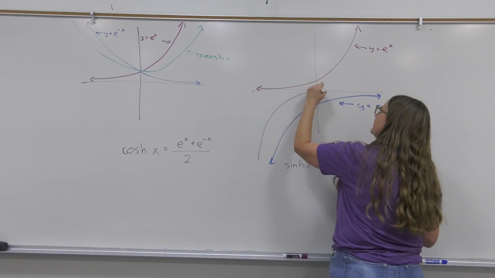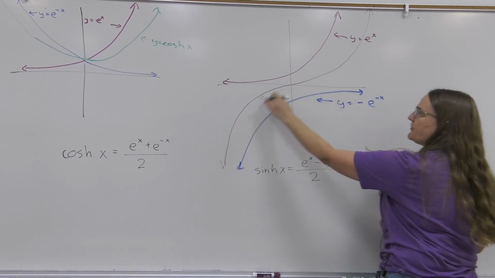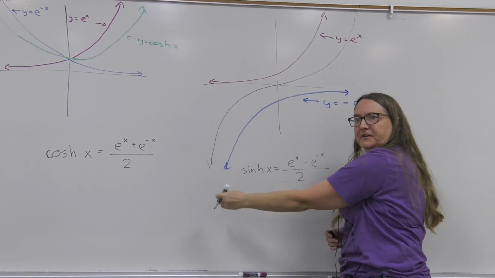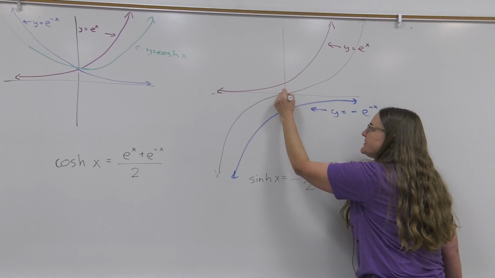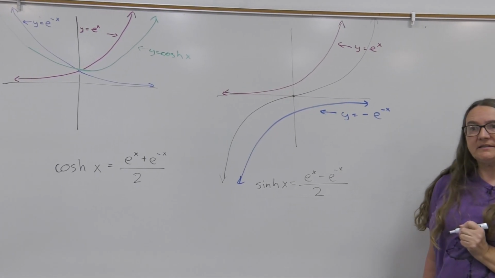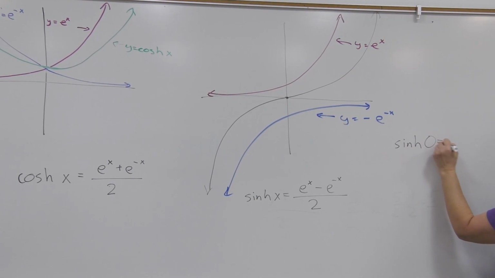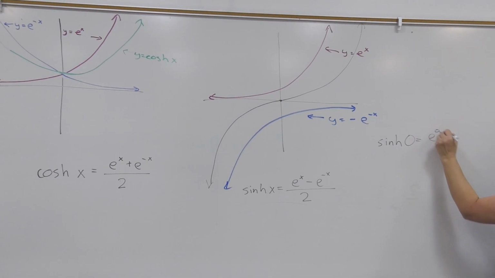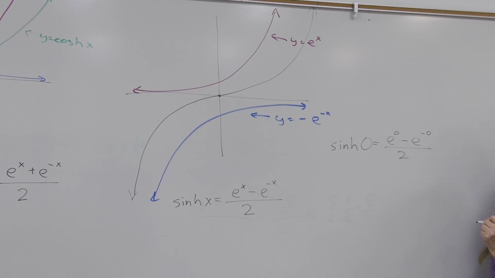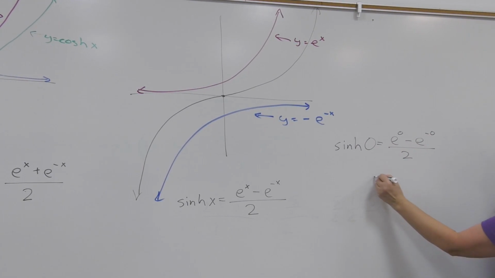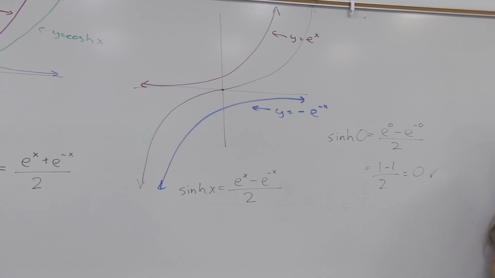It ends up looking similar to a cubic function, although the curvature is a little bit different. Looks like sinh of 0 is going to be 0. Let's just confirm that. If I evaluate sinh of 0, that's e to the 0 minus e to the negative 0 over 2. That's going to be 1 minus 1 over 2. Yep, that's 0.